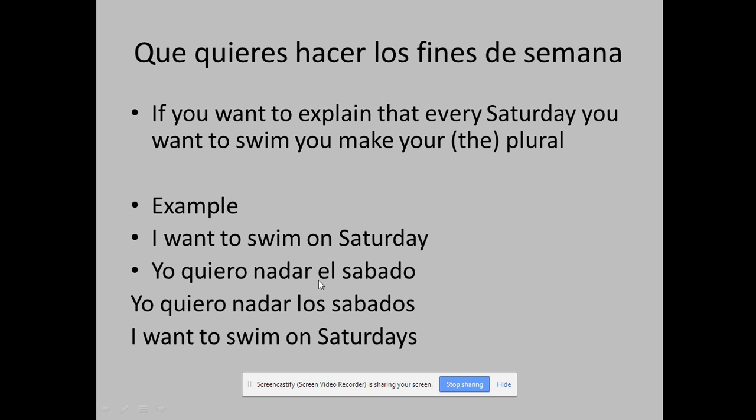But let's say you want to swim every Saturday. Okay? Every single Saturday you want to swim. All you have to do to change that sentence is change your el to los. That's the importance of knowing your thes. Okay? Because that goes from one Saturday to the Saturdays, which means every Saturday. So you're saying, I want to swim on Saturdays if you say, yo quiero nadar los sábados. Push pause if you need to continue writing.